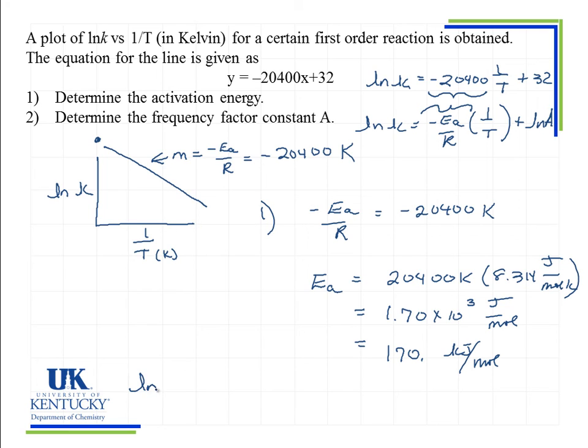Well, that comes from the intercept. Natural log of A is equal to 32. So we're doing part 2. If we take e to both sides, we'll get A. And A is equal to e to the 32, which is 7.9 times 10 to the 13th. And that is the value of the frequency factor.